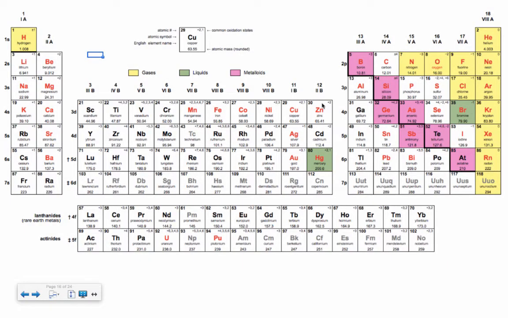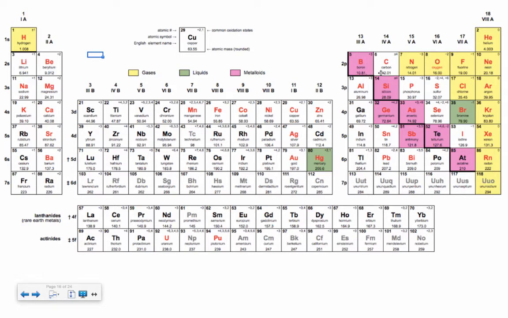Okay, let's take a look at another set of numbers, another column that you're responsible for. If we go over to column 13, there's another way to designate these columns, and I'll talk more about where that comes from later, but for the moment let's just call this column 13. We see that in column 13 there are two elements that you need to know, boron and aluminum, and they too only have one possible charge, so that's good.